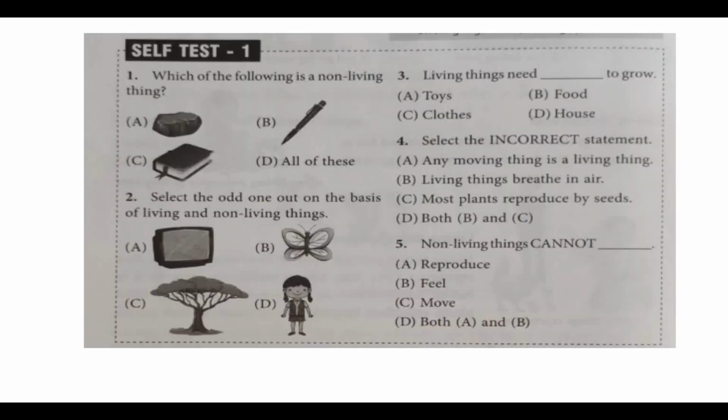Question number 3. Living things need blank to grow. So out of toys, clothes, food, house: food. Living things need food to grow.